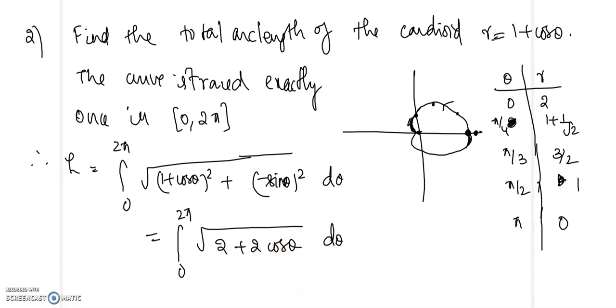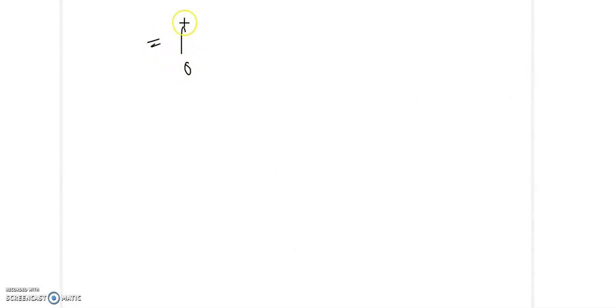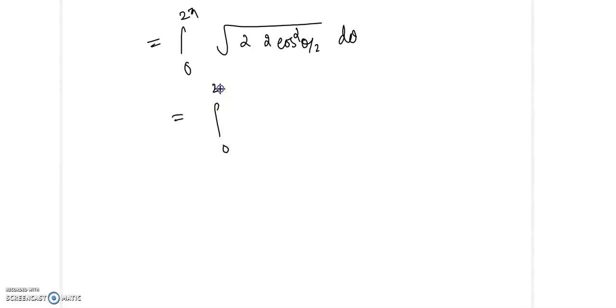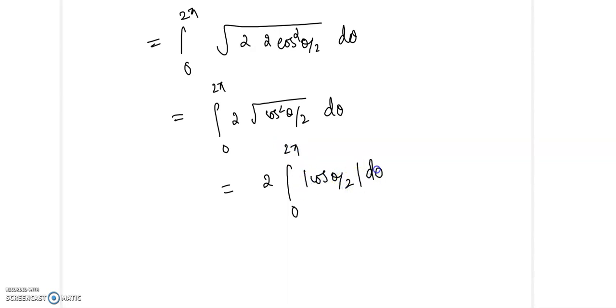So that will be equal to integral 0 to 2 pi root of 2 into 1 plus cos theta, which will be 2 cos square theta by 2 d theta. So that is integral 0 to 2 pi, now you will get 2 root of cos square theta by 2 d theta. Now when you take the square root of cos square theta by 2, that can be positive or negative. So we are going to get 2 integral 0 to 2 pi mod cos theta by 2 d theta.